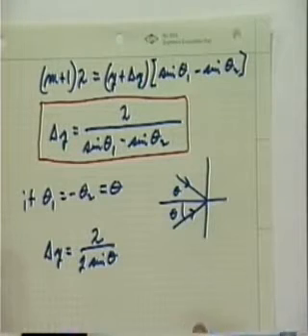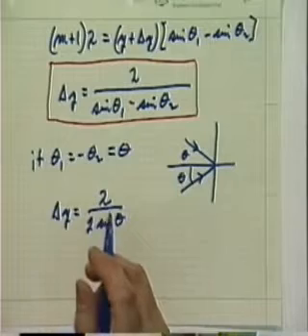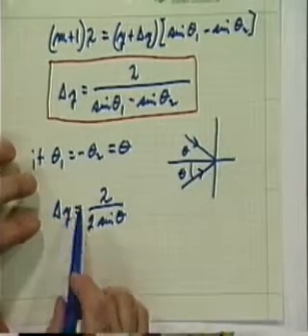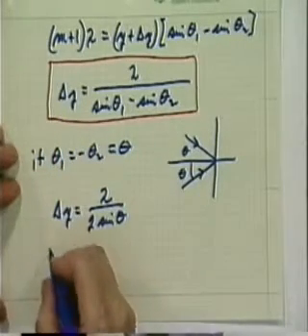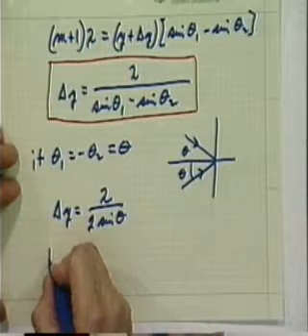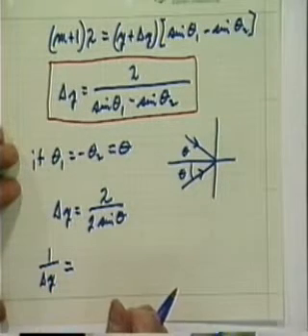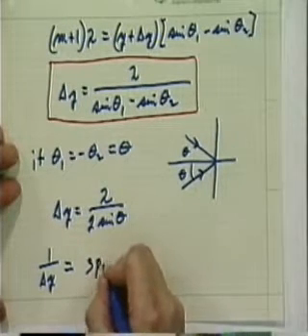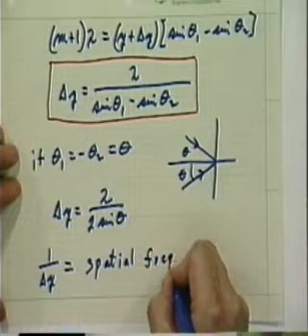Now there's one other quantity. I have a view graph I want to show, but one other quantity I should talk about first. This is a spacing of the fringes. Delta y is a spacing of the fringes. And if I look at 1 over delta y, so 1 over the spacing of the fringes, I'm going to call that the spatial frequency of the fringes. S-P-A-T-I-A-L, frequency of fringes.